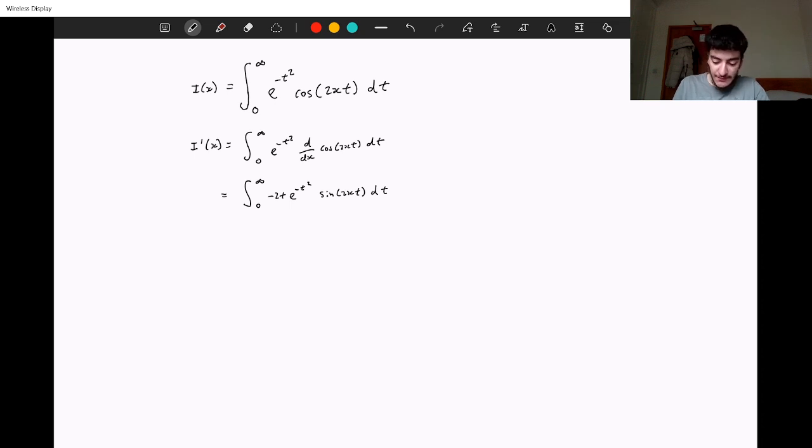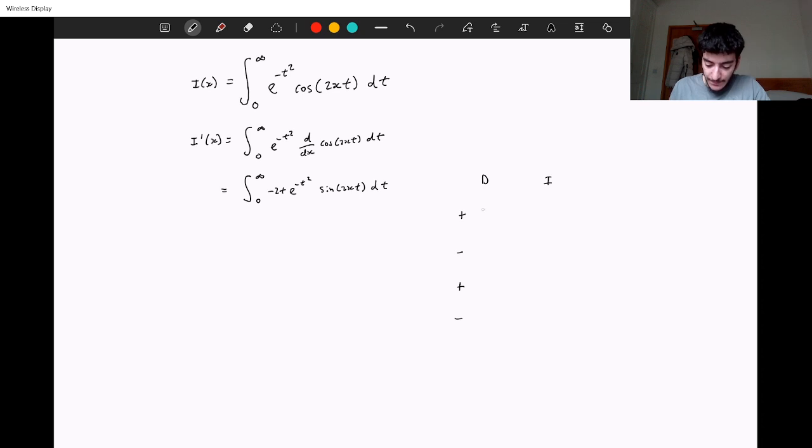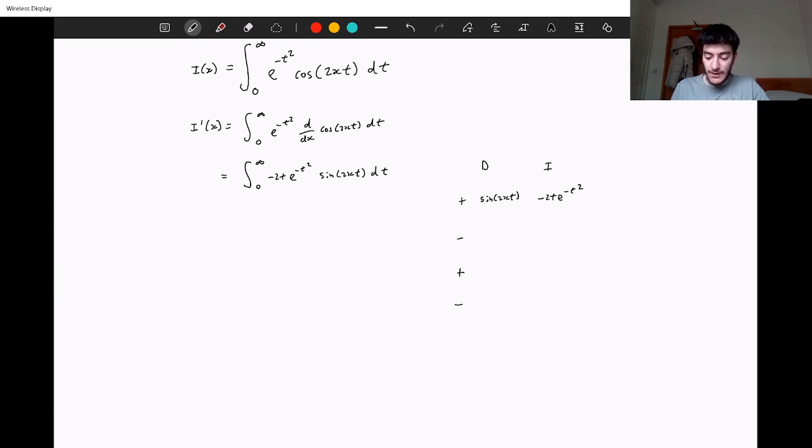Let's find out. I'm going to use the DI method. So I want to integrate this function, and I'm going to differentiate sine 2xt. The derivative of sine is cos, but then we have to times by 2x, because 2x is just a constant when you're doing the chain rule. This is d/dt, with respect to t. Before it was with respect to x, that's why we times by 2t. And then the integral of this is just e to the power minus t squared.